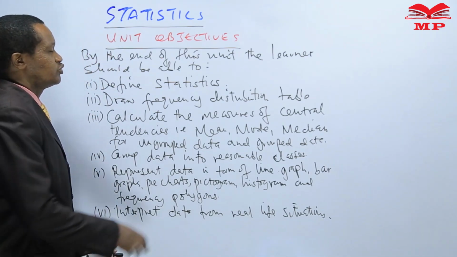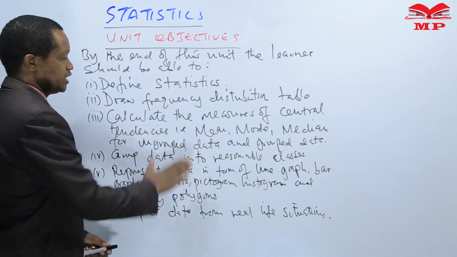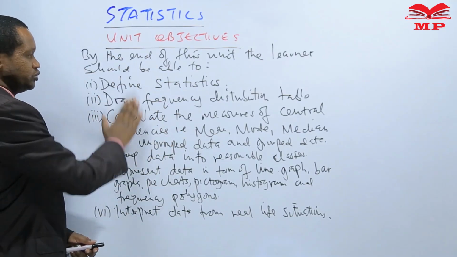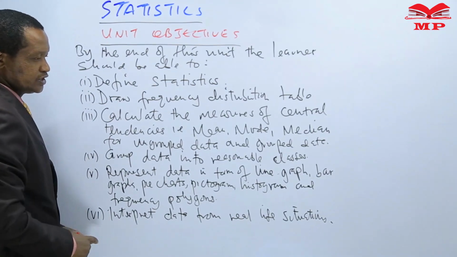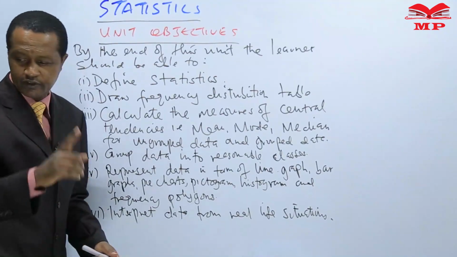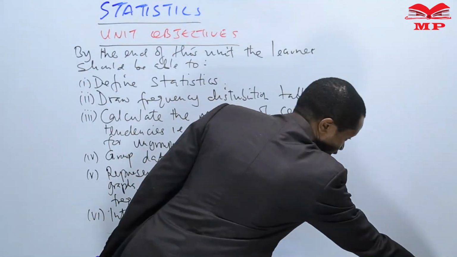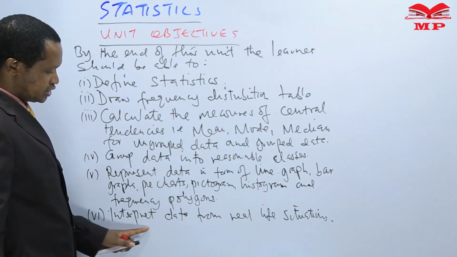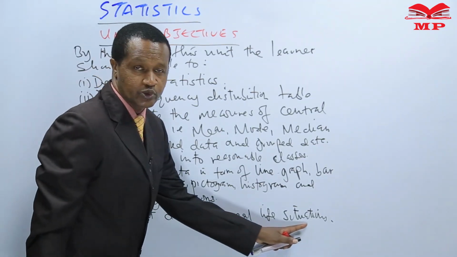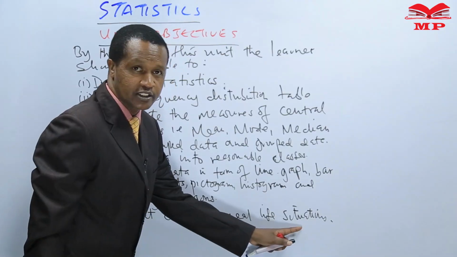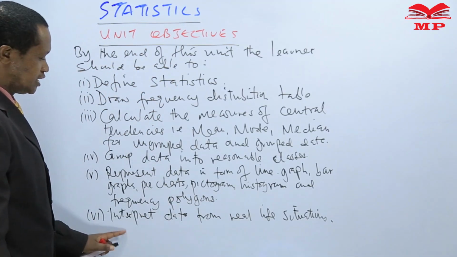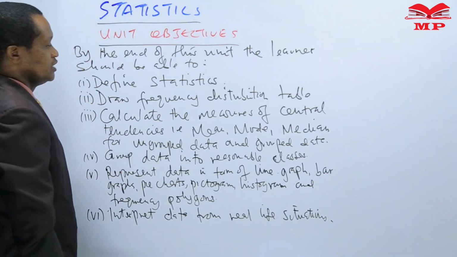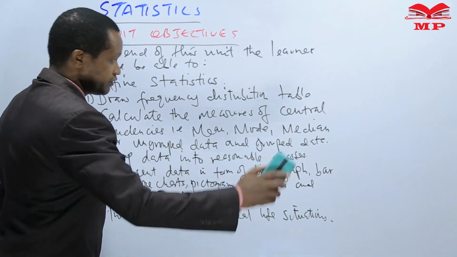So learners, this will be our unit objectives. By the end of the unit we are calling statistics, you should be able to do 1, 2, 3, 4, 5, 6. That is what we are setting out from today onwards until we come to interpreting data from real life situations. This will be our last lesson.